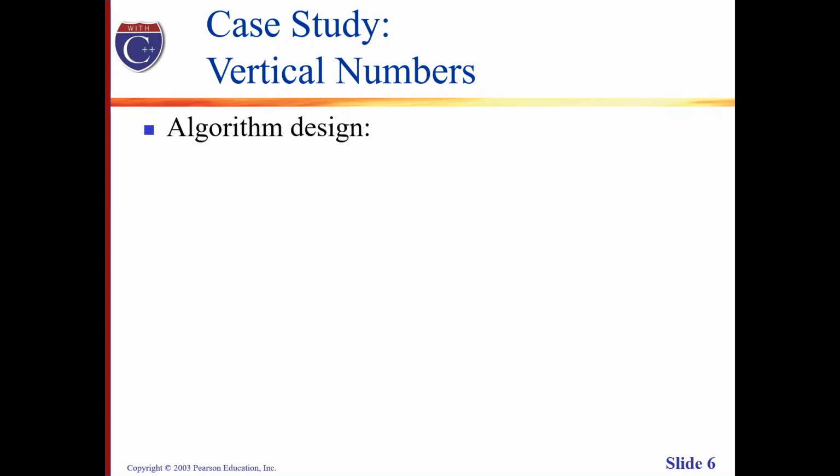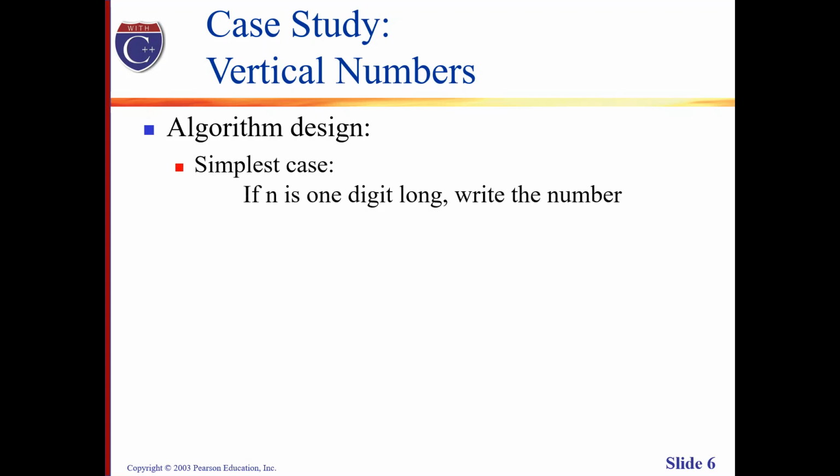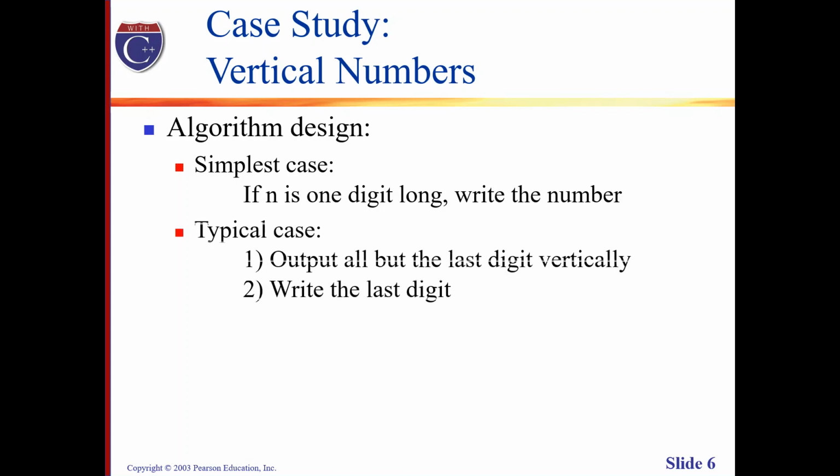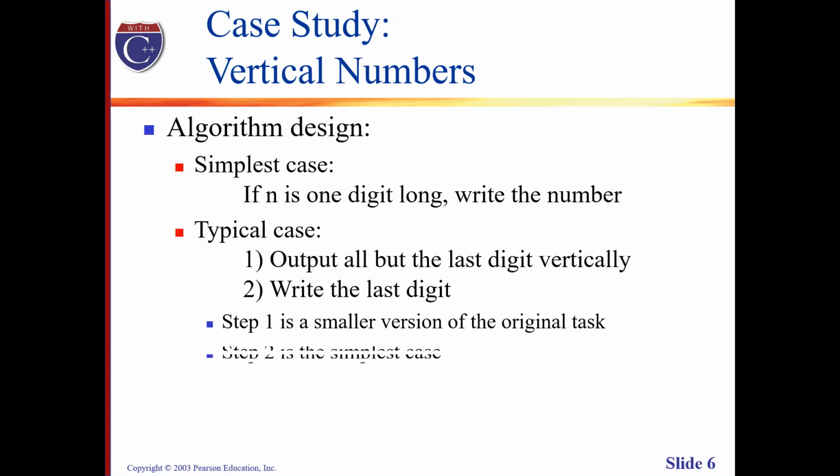How are we going to design the algorithm? In its simplest case, if n is one digit long, we can simply write the number. On the other hand, we can also output all but the last digit vertically. Then we can write the last digit. Step 1 is a smaller version of the original task. And step 2 is the simplest case, where we're only going to write the last digit.